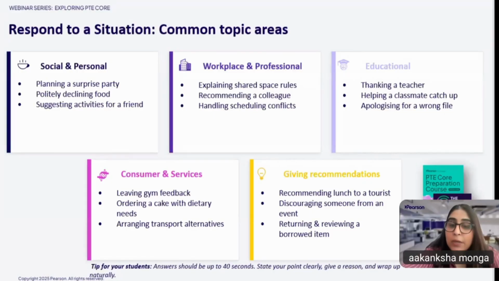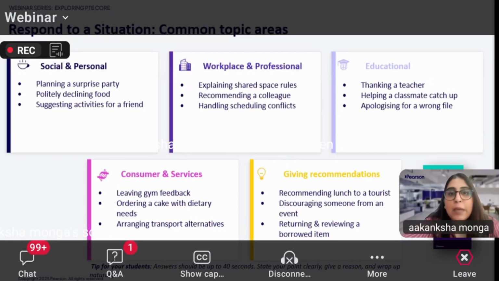Also, take a look at the student tip at the bottom. The answers for this question should be up to 40 seconds. So it's very important that the task is complete, so their point must be stated clearly. Then they should be giving a reason to support it or add some detail to it, and then close naturally. You will see that the word naturally keeps coming back when we talk about this question type. This is because that's important for social awareness, and since appropriacy is a major trait for this question type, that's definitely one of the things to focus on.